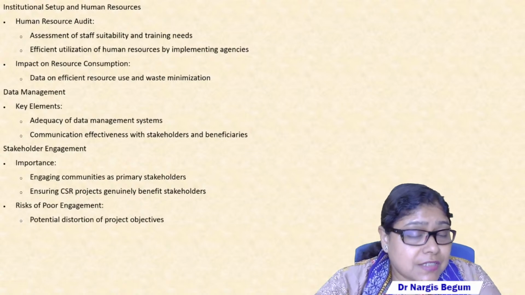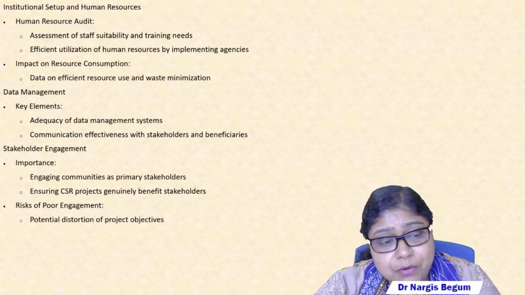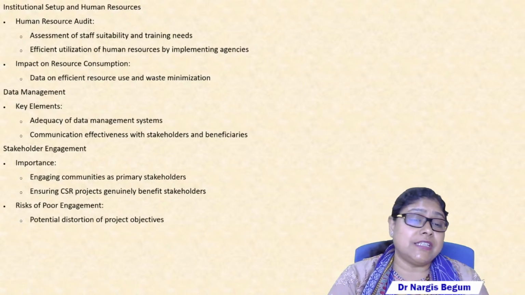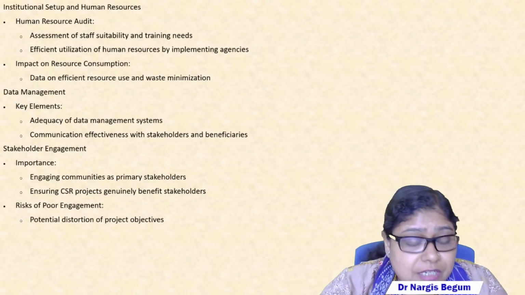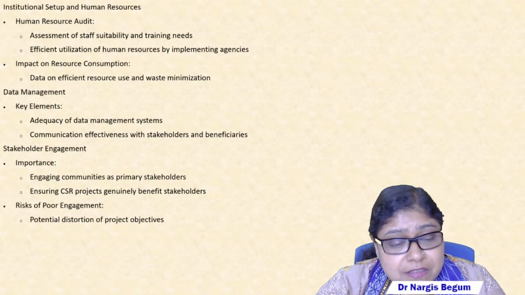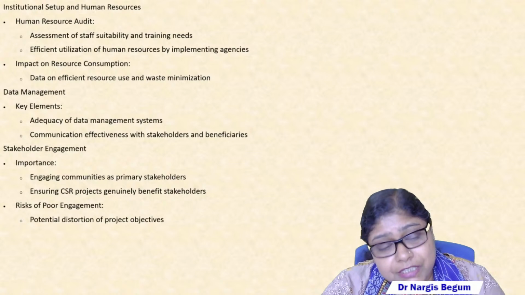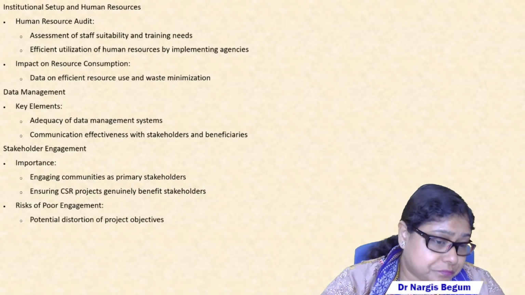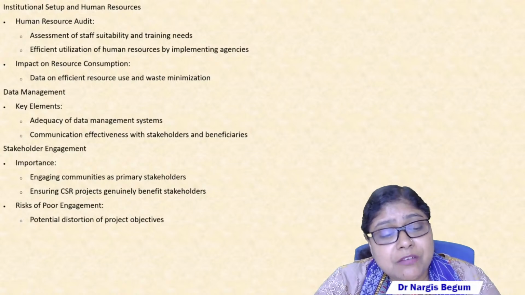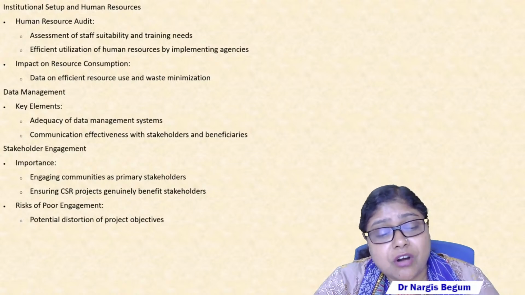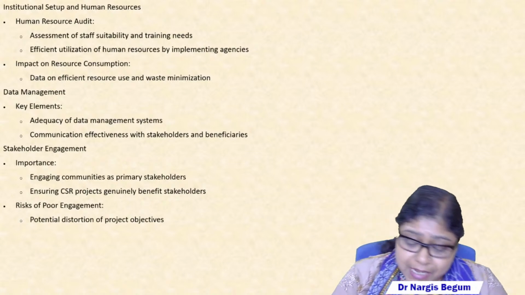Next, we need to understand the stakeholder importance. It is important because there is engagement of communities with the prime stakeholders, and it ensures CSR projects genuinely are benefiting the stakeholders of the company. Next, there are risks for poor engagement, wherein the potential distortion of the project objectives can be identified.